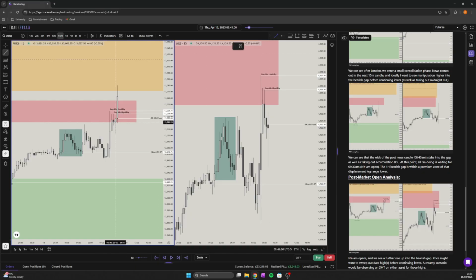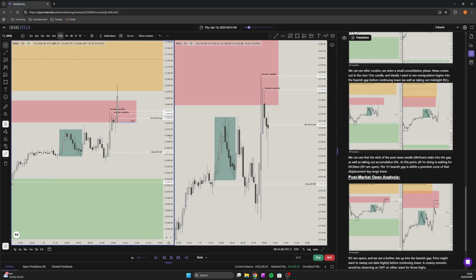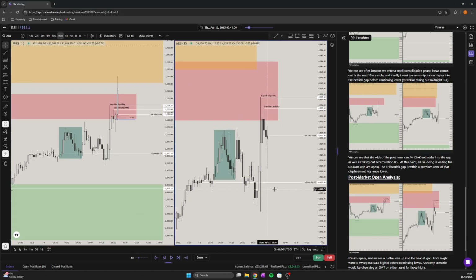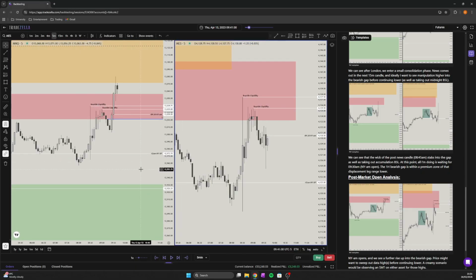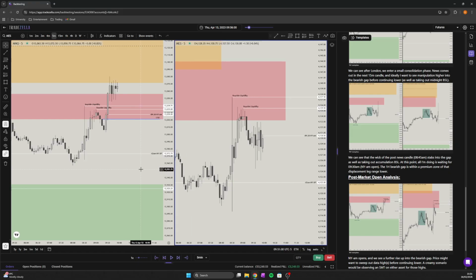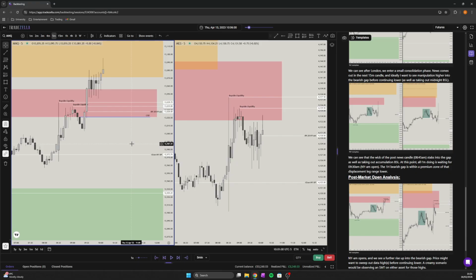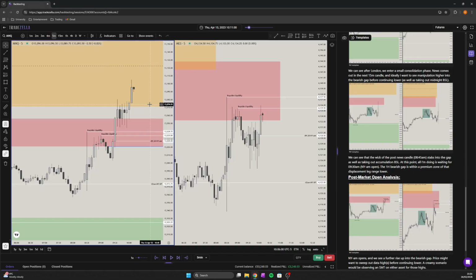I like the 15-minute one, so let's actually do that. Bang, bang, bang, bang, bang. Change in state delivery there, much lower, would be very ideal. Okay, what's going on? We have a wick through these highs into the order block.